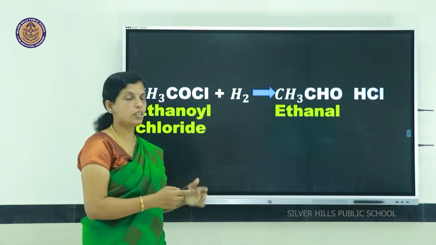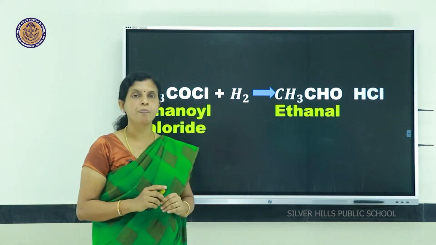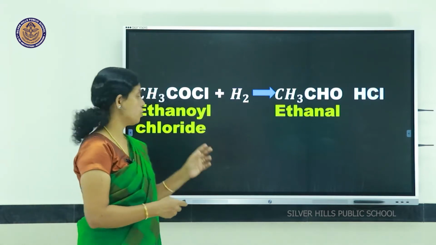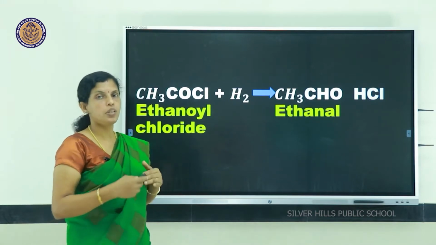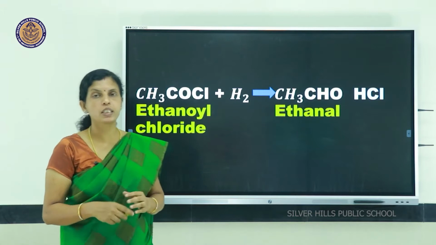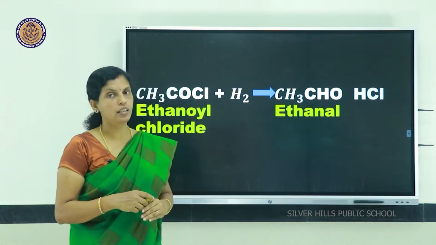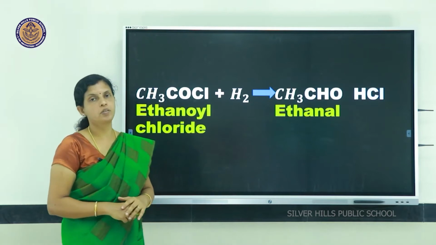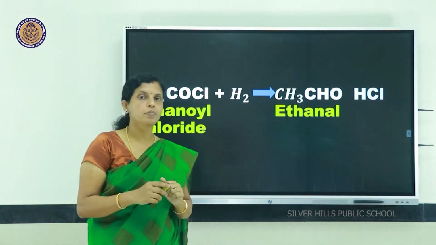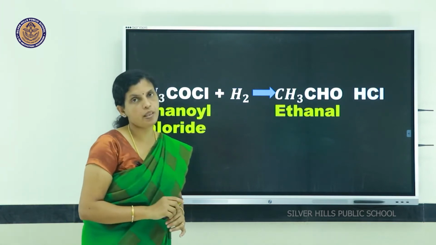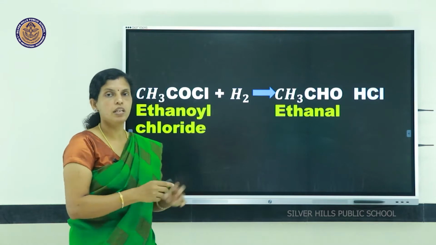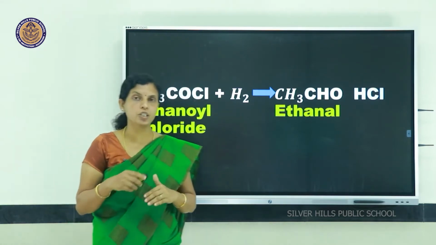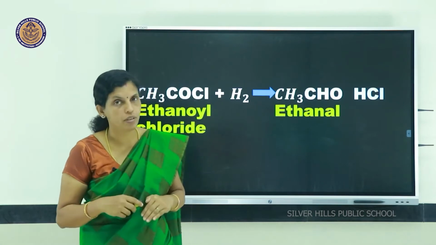So, let us consider the examples for the Rosenmund reduction reaction. CH3COCl. There are 2 carbons in CH3COCl. So, the name of this compound is ethanoyl chloride. Ethanoyl chloride on treating with H2 in the presence of palladium supported over barium sulfate and a trace amount of sulfur or quinoline gets converted to ethanal. When we consider this reaction, we can see that the number of carbon atoms remains the same. Ethanoyl chloride contains 2 carbons and ethanal also contains 2 carbons. So, during the Rosenmund reduction reaction, there is no change in the number of carbon atoms.